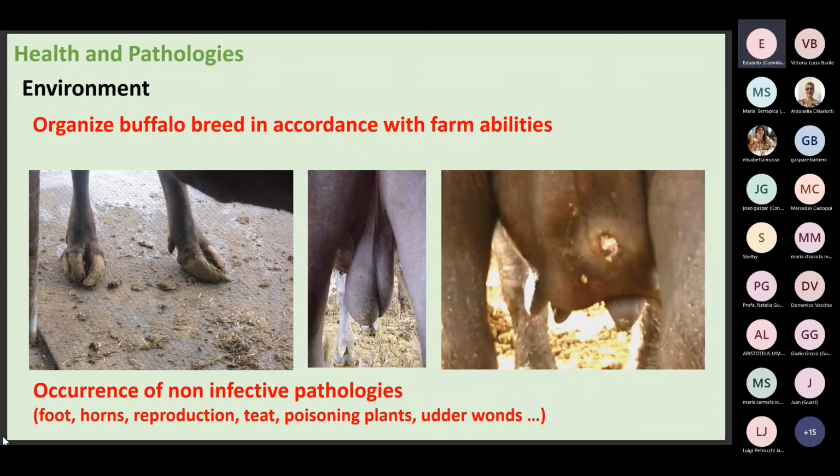That's very preoccupying because we're moving very fast toward metabolic disorders and clinical disorders related to the environment that we're trying to create for buffaloes. So the environment is very important, and we need to consider that all the time. So please move on.